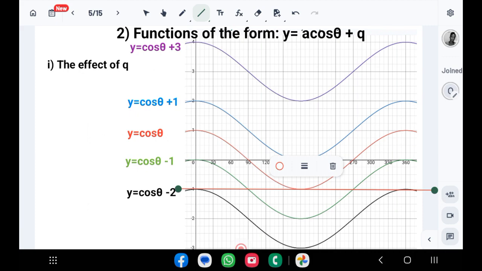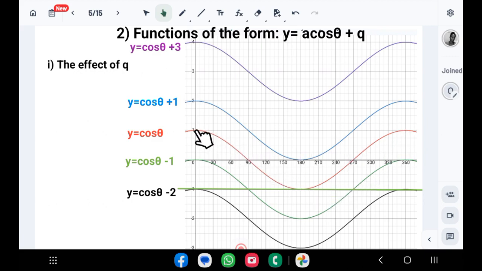Let's make it green so that you can see. It is the resting point of the green graph. All of these graphs have got their resting points. The black graph was shifted 2 units down from the original position of the y equals cos theta.